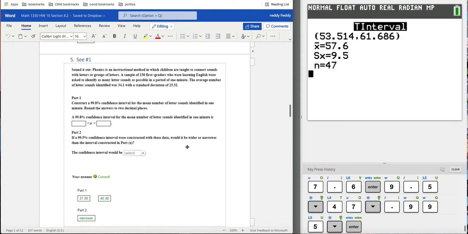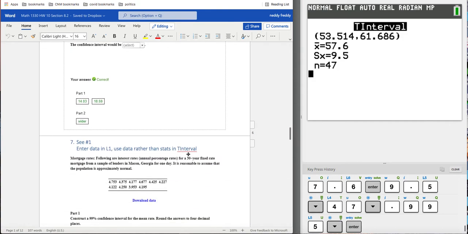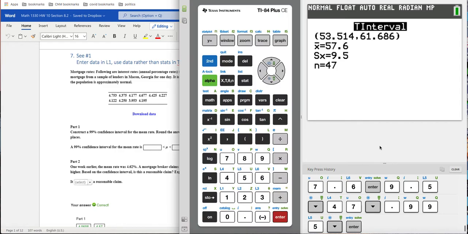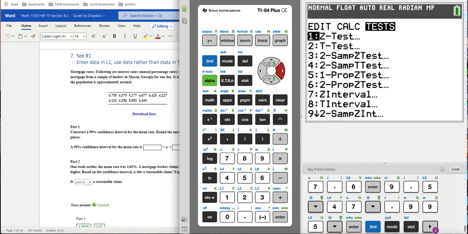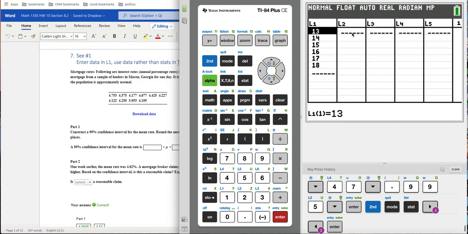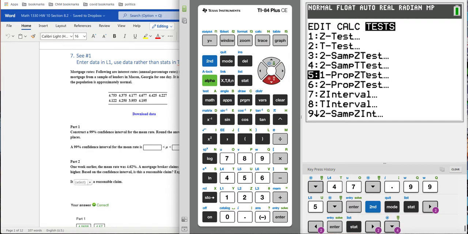And so all of these are going to be done the same way up until we get to the data, and the data versions of them are pretty much the same as what was done in 8.2. So of course, sorry, left out that step. You'd have to go to edit and enter these numbers into L1. I'm just going to use the numbers here that I already have entered, and then stat tests t-interval.